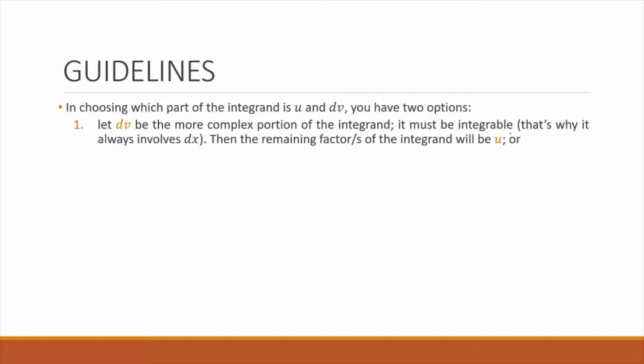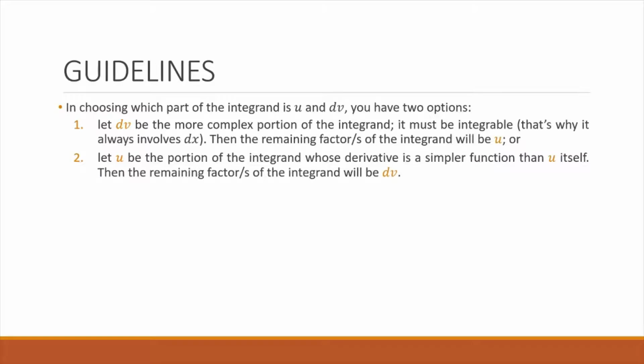Okay, or we can opt to choose or specify the portion of the integrand that we will be using for u first, and then the remaining for dv. If that's the case, then we have to look for, kasi u, if we want to specify kung anong portion ang u, then we have to look for the portion of the integrand whose derivative is a simpler function than the initial u itself. So if you already have chosen the portion of the integrand for u, then you check if its corresponding derivative is a much simpler function than the original expression for u. And then of course the remaining factors or expressions will be used for dv.